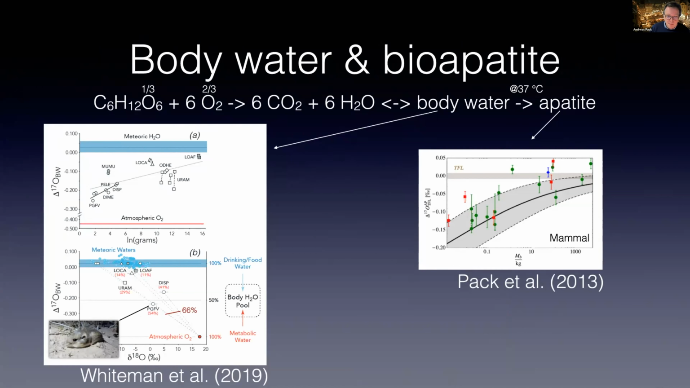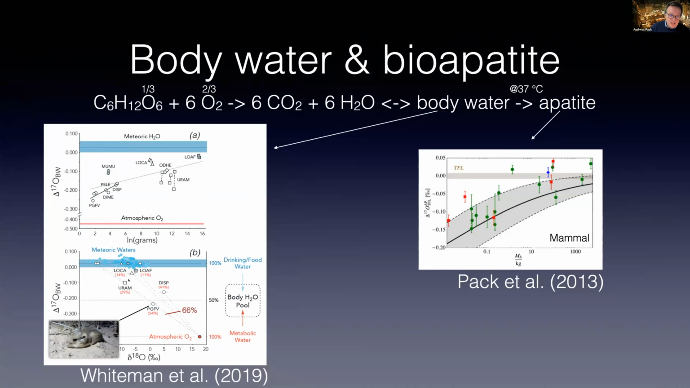and it has been shown by a very nice study by Whiteman et al. in 2019, on measurements of body water, that you can actually see the isotope anomaly in the body water of vertebrates. These data points are plotted versus the body mass, and the smaller the animals, the larger the portion of anomalous oxygen in their body water. This can be explained by the high specific metabolic rate of small animals compared to large animals.